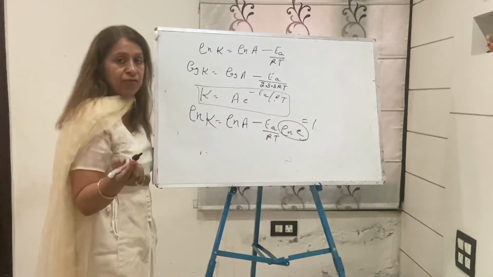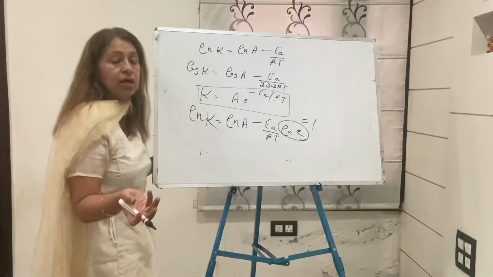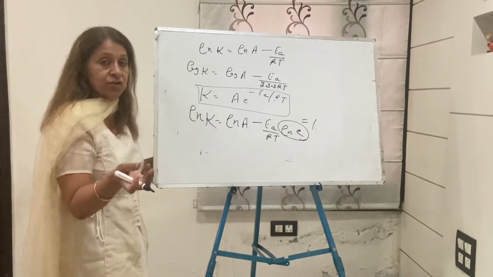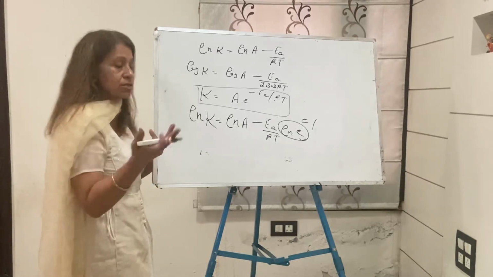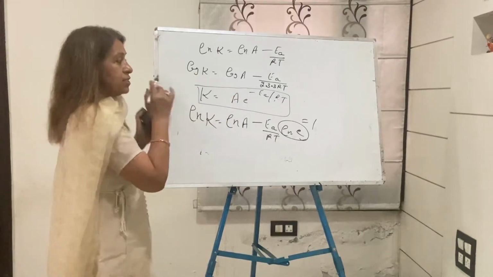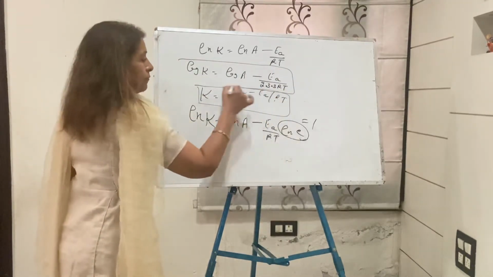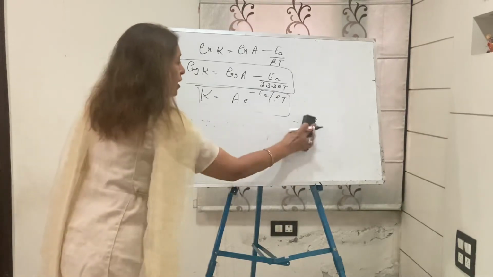You just remember the formulas. No need to go into the derivation part. I am solving it only to develop the formulas, so no need to remember this derivation. Just learn the formulas. The first is k = A e^(-Ea/RT). The second is log k = log A - Ea/(2.303 RT).